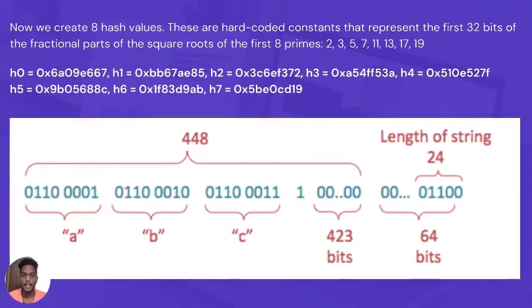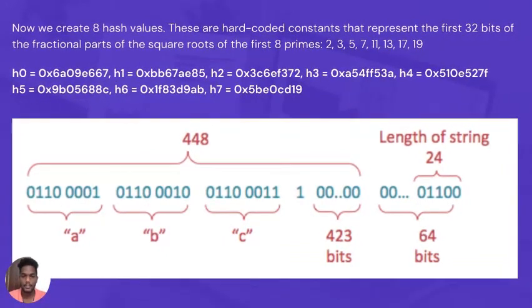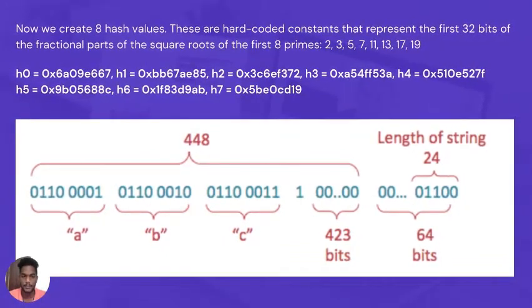So now we create 8 hash values that are hard-coded constants that represent the first 32 bits of the fractional parts of the square roots of the first 8 primes. The first 8 primes are 2, 3, 5, 7, 11, 13, 17, 19. So as I said before, there will be predefined hash values H0 to H7 that are given below, 0x6a09e667 and so on. So here is the padded message that is 512 bits.